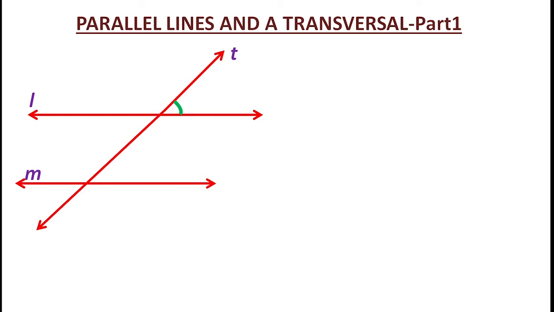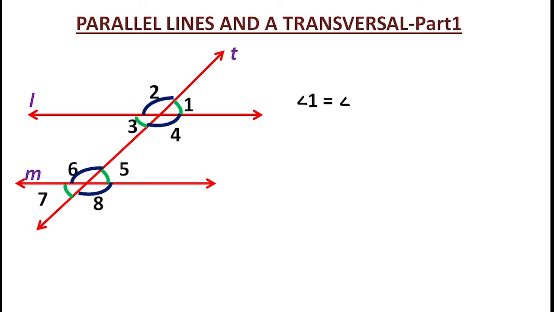And here we know that 8 angles are formed. 1, 2, 3, 4, 5, 6, 7, 8. Total 8 angles are formed here. And we are going to discuss the peculiarities of these angles.